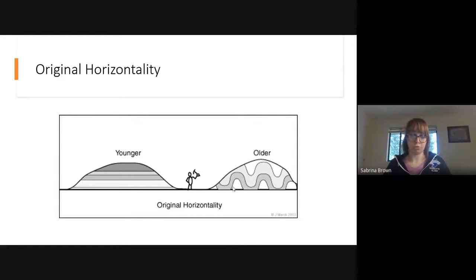This makes sense because sediments and rocks get deposited under the force of Earth's gravity, right? So it doesn't really make sense that we would make a diagonal set of layers of sedimentary rocks, right? We would make them horizontal under Earth's gravity, and then if they're tilted, that happened after they were deposited.